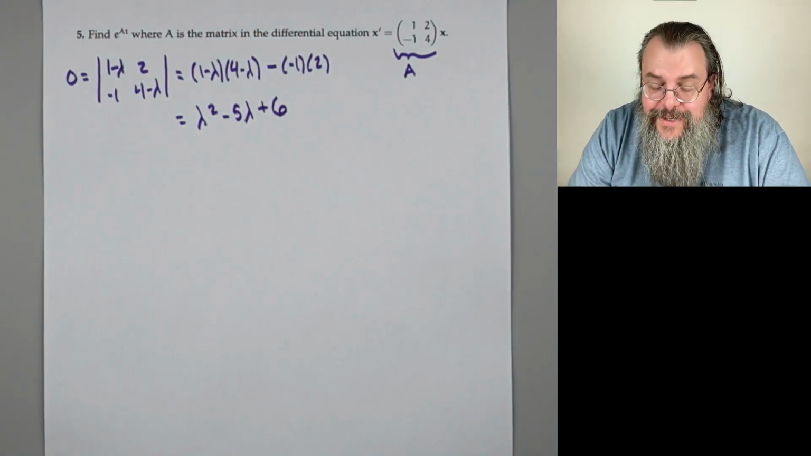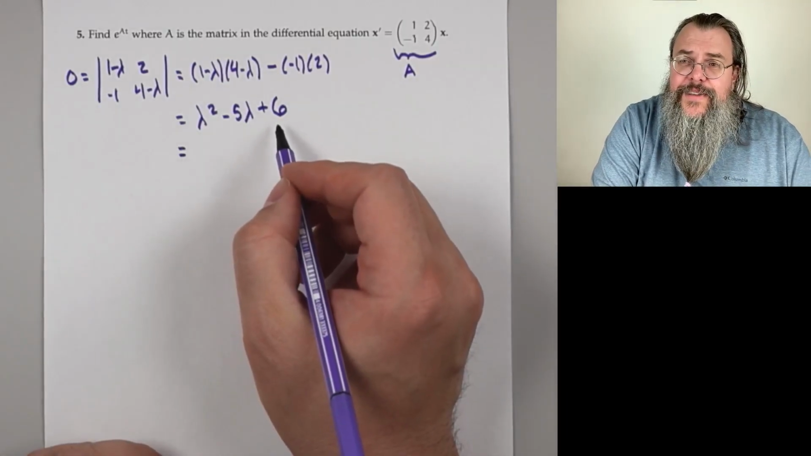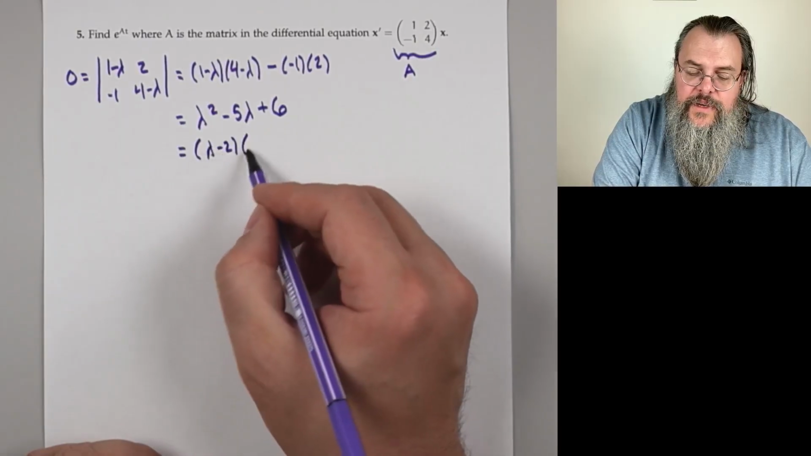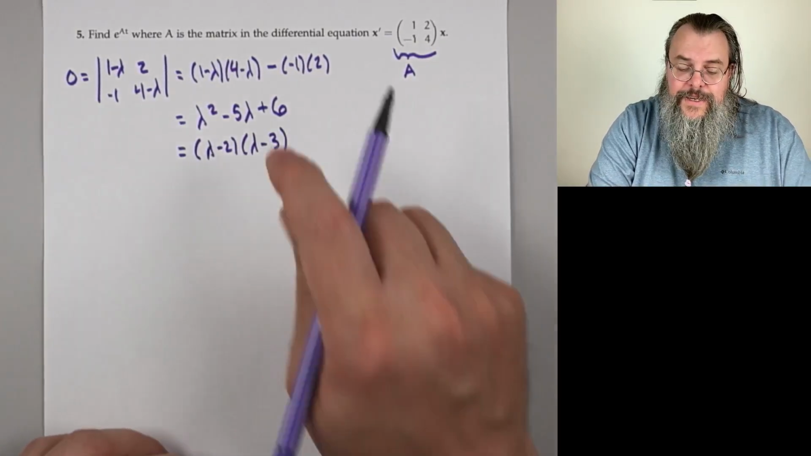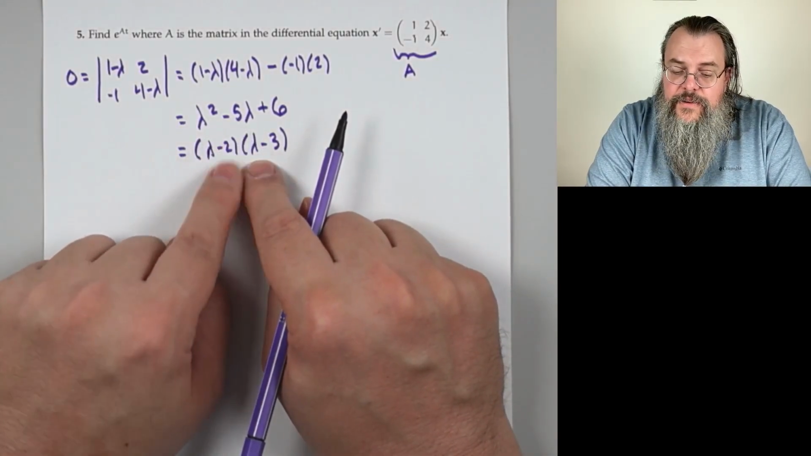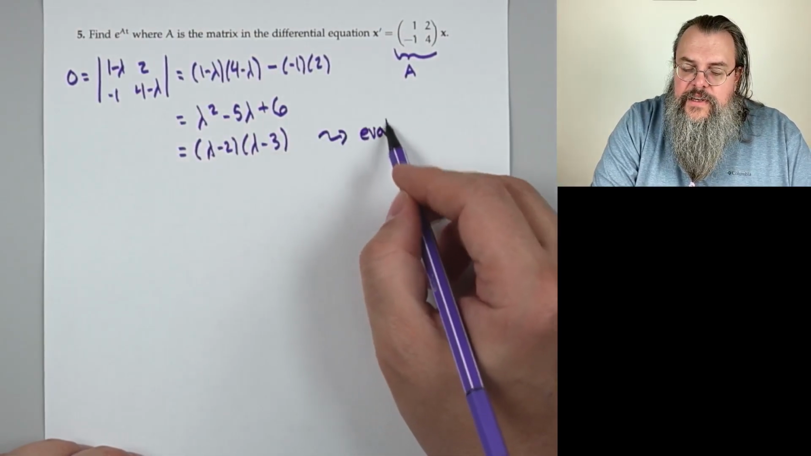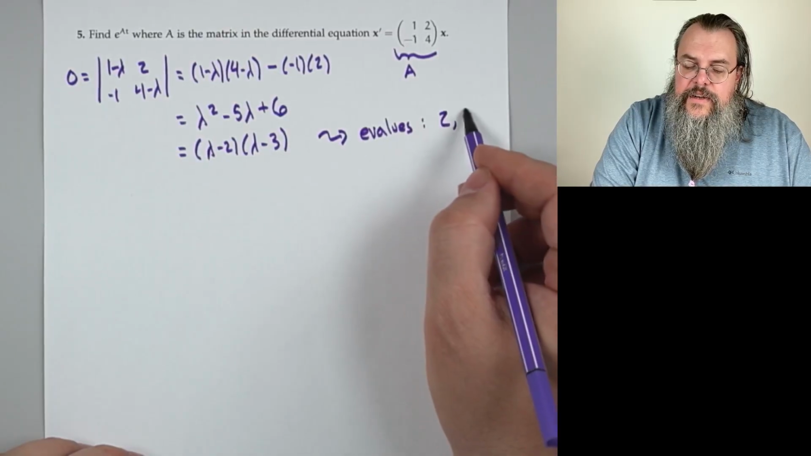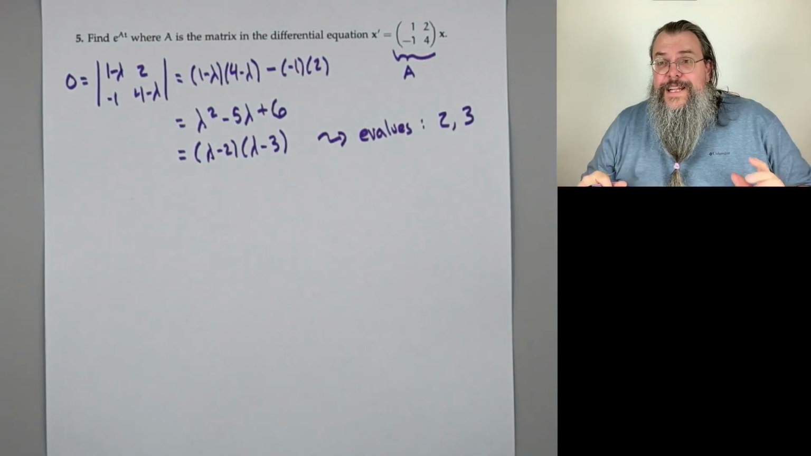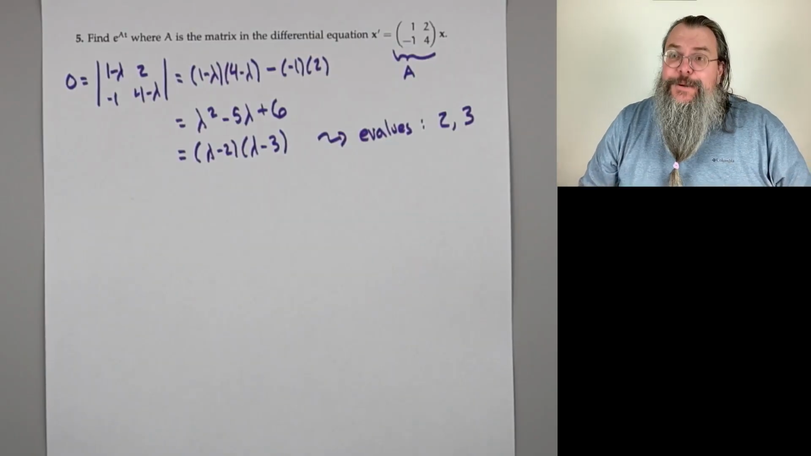Does it factor? Yeah, it factors. We need two things that multiply to 6, add to negative 5. Lambda minus 2, lambda minus 3. Again, check. Got your lambda squared, minus 3 lambda, minus 2 lambda. That's good. And your plus 6. So our eigenvalues are 2 and 3. That's beautiful. It's something we can work with.